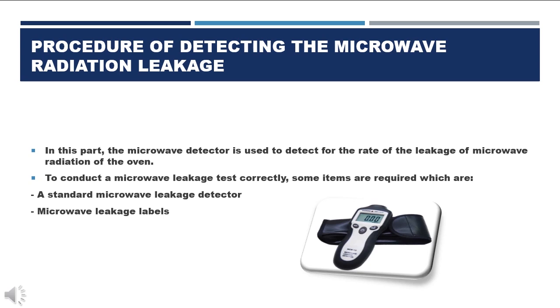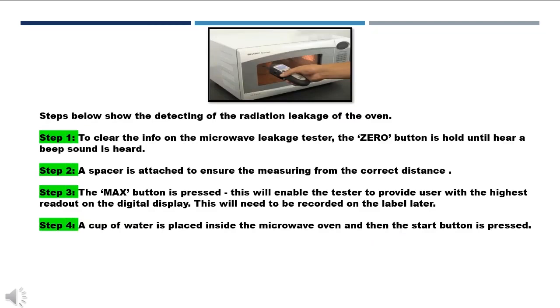Okay, next is the procedure of detecting the microwave radiation leakage. In this part, the microwave detector is used to detect the rate of leakage of microwave radiation of the oven. Second, to conduct the microwave leakage test correctly, some items are required, which are a standard microwave leakage detector and a microwave leakage level. The steps below show the detection of the radiation leakage of the oven. Let's go step by step.